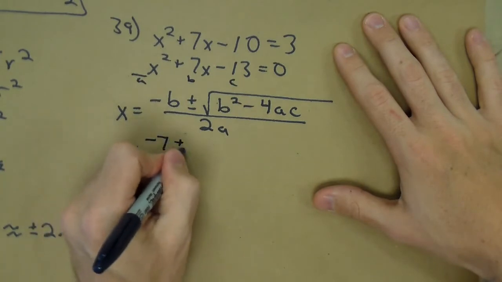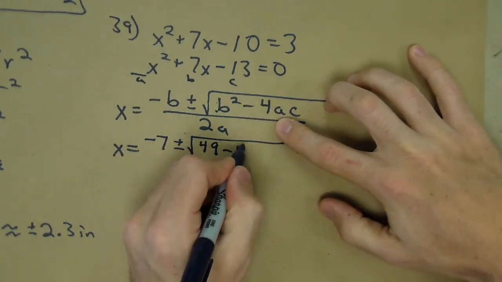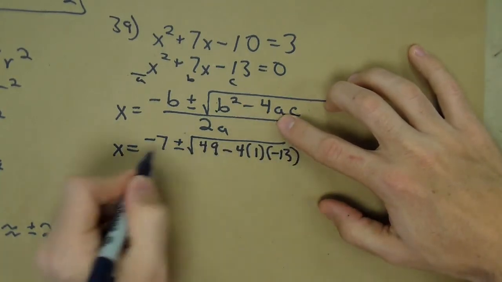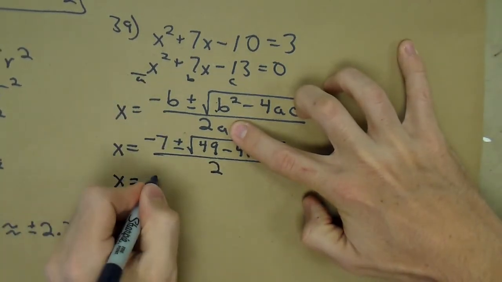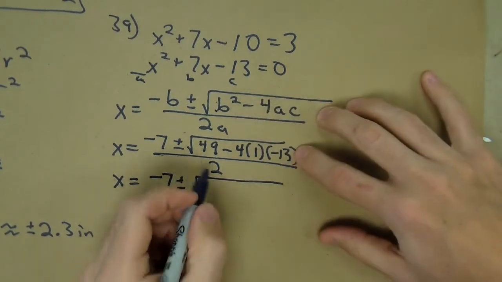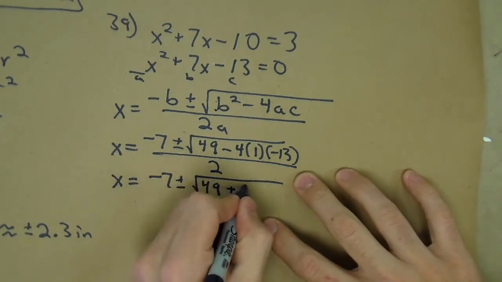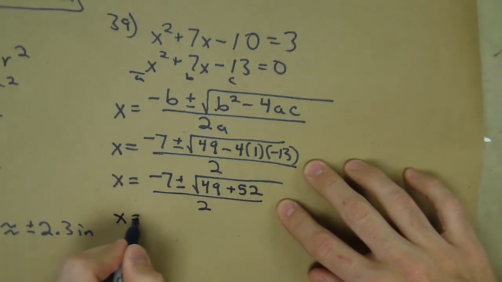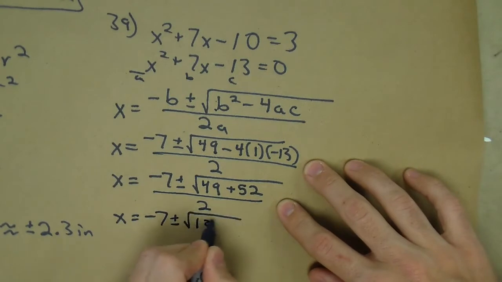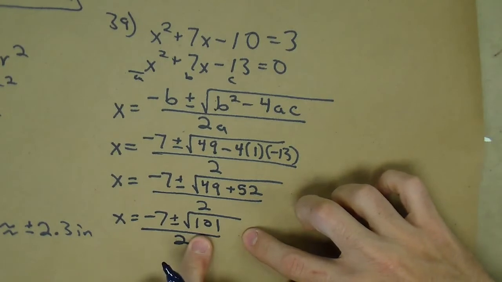So I'm going to go negative 7 plus or minus the square root of b squared, which is 49, minus 4 times 1 times negative 13. All of that's over 2a, which is just 2 times 1, 2. So negative 7 plus or minus the square root of 49. 4 times 13 is 52, so that's plus 52, over 2. If I add that together, I get 101. So I get the square root of 101.